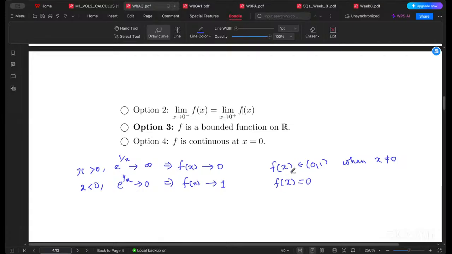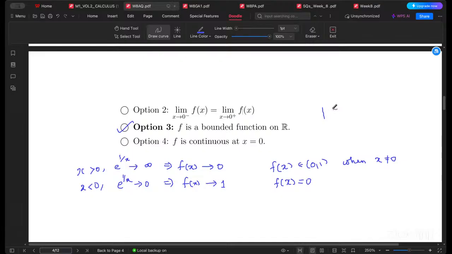Right? So now do you see that your function is bounded in R? Yeah. Okay. So the function is bounded. It is given to be, yes? Bounded means you just need a bound, upper bound and lower bound.